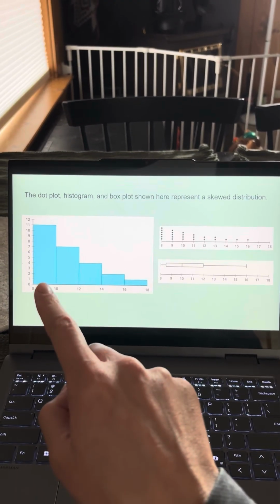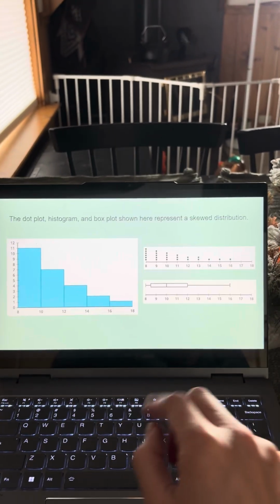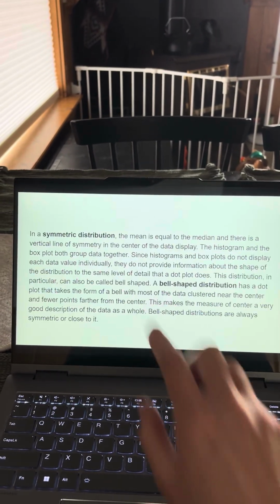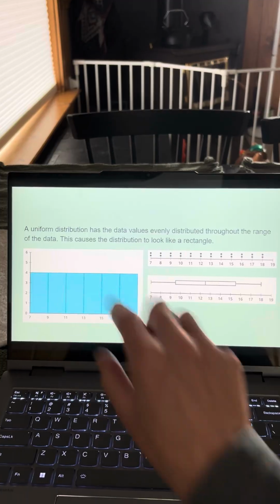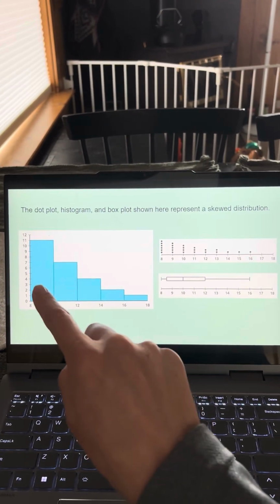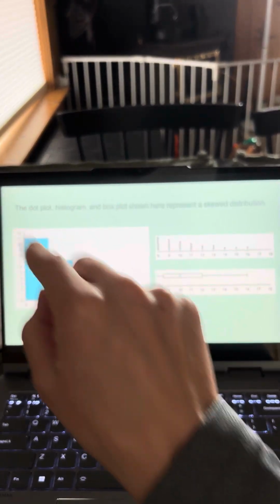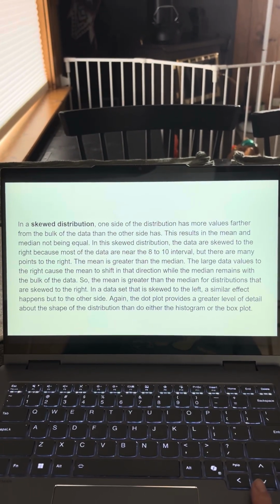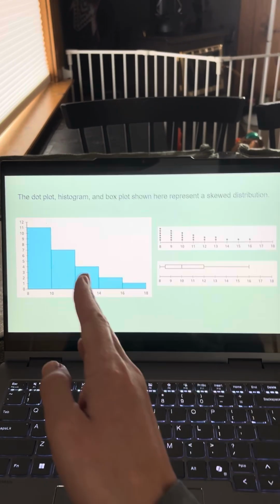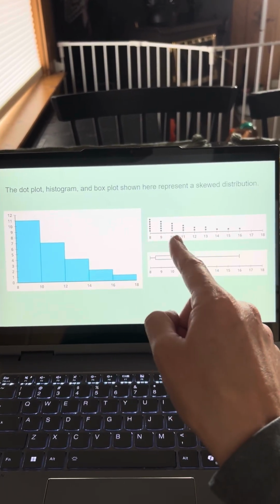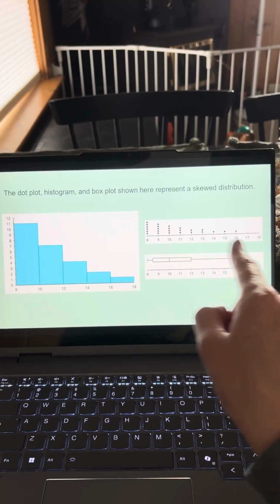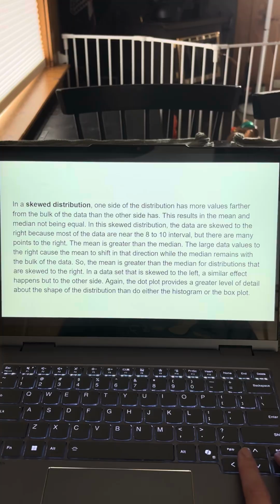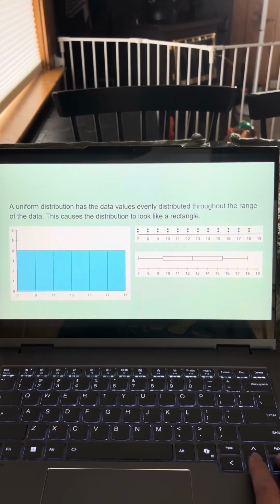These ones have a skewed distribution because it goes off to one side. These are all left skewed. If it was right skewed, it'd be going this way instead of this way. It's skewed towards the left. In a skewed distribution, one side has more values than the other. So again, this side has more values than this one. You can see it really clearly on the dot plot. There's more dots on this side than on this side. So that's skewed. Again, you can read these to get more information.